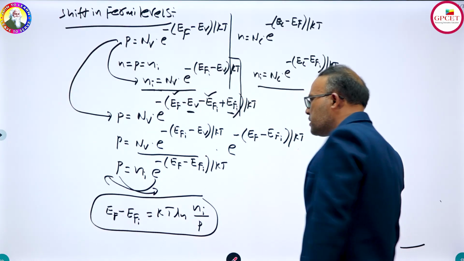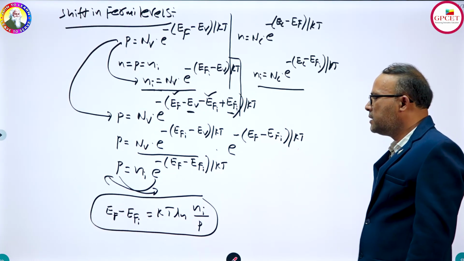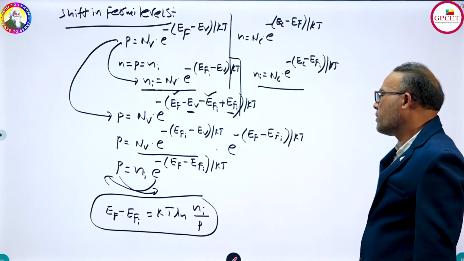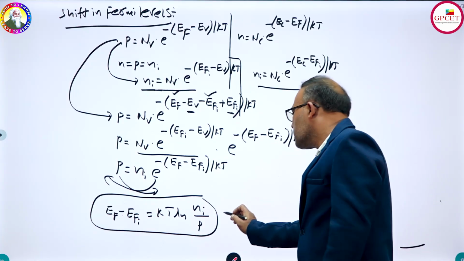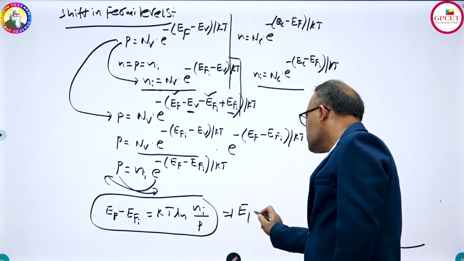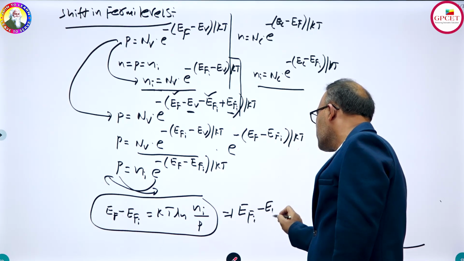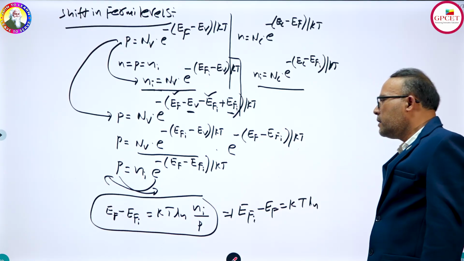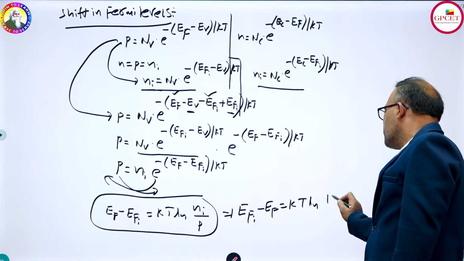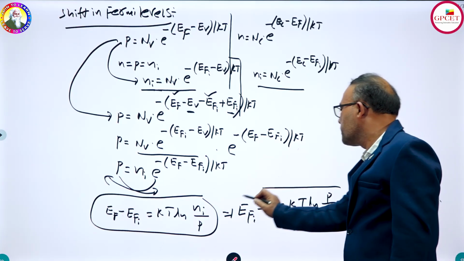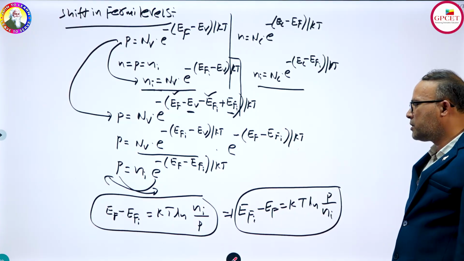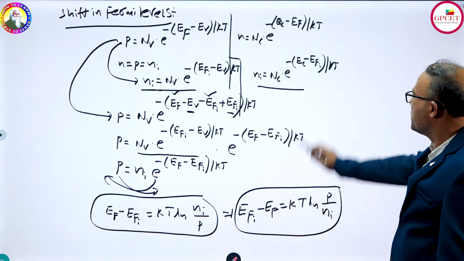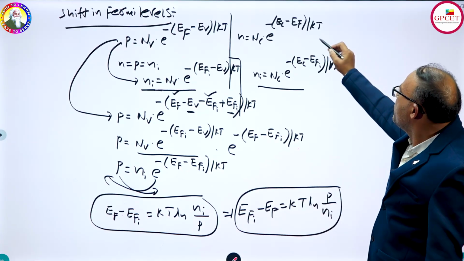Please do remember this important equation. Shift in the Fermi level is EF minus EFI is equal to KT ln Ni by P. Or else, another formula you can have is EFI minus EF is equal to KT ln P divided by Ni. You can also have this equation provided that you have EFI minus EF. Next, similarly, what is the shift in the Fermi level for an n-type semiconductor?